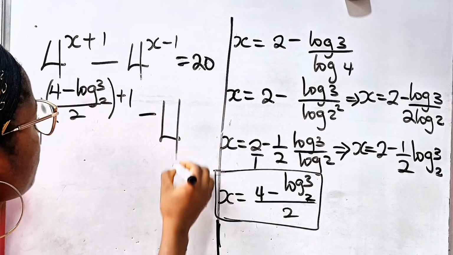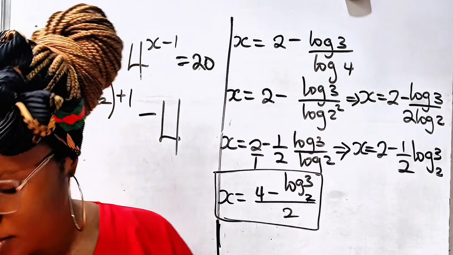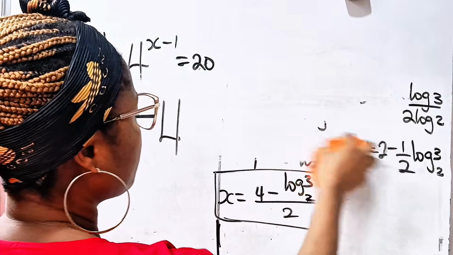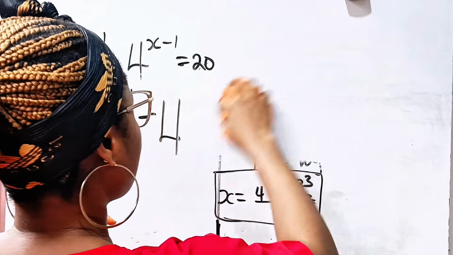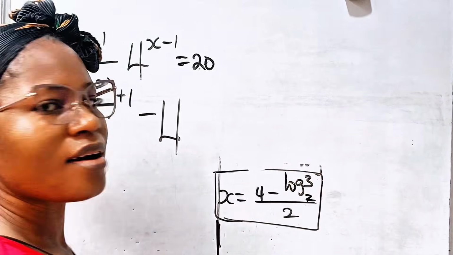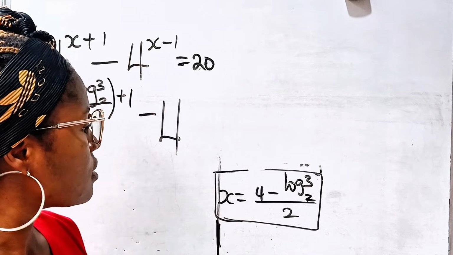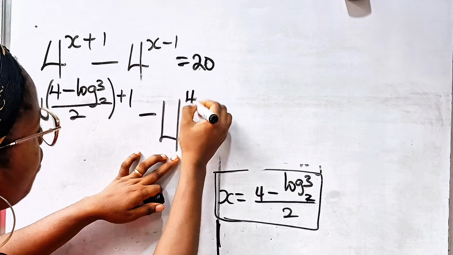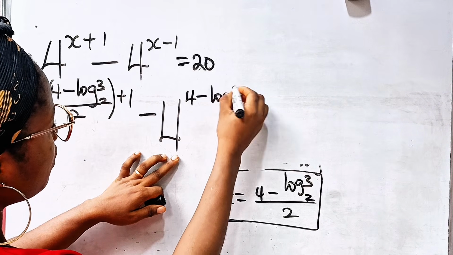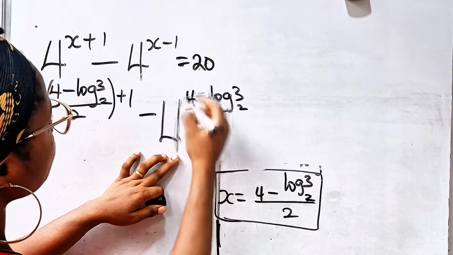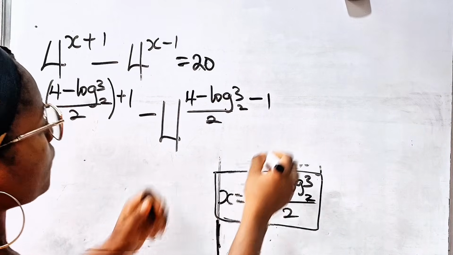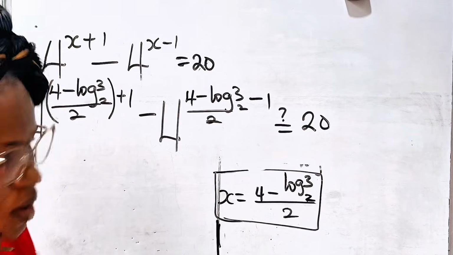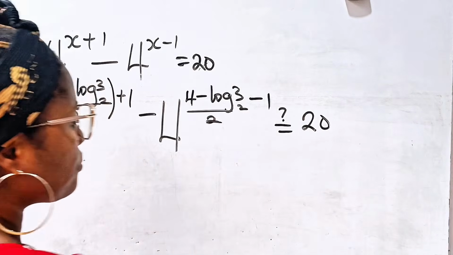Minus 4 to the power of, I'm replacing this. Okay, so now we have 4 to the power of our x, which is this: 4 minus log 3 to base 2 divided by 2, minus 1, is equal to 20. Now we are not yet sure, so we are still using that.